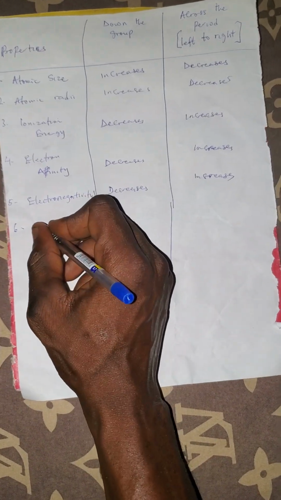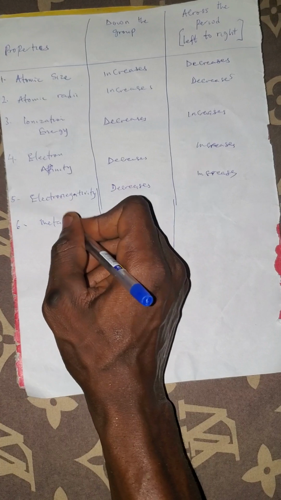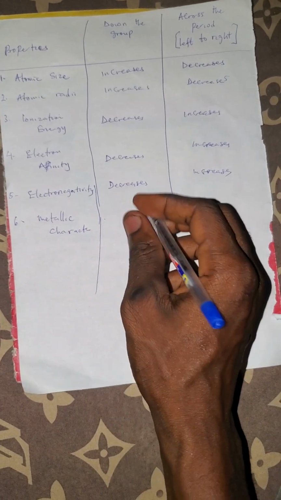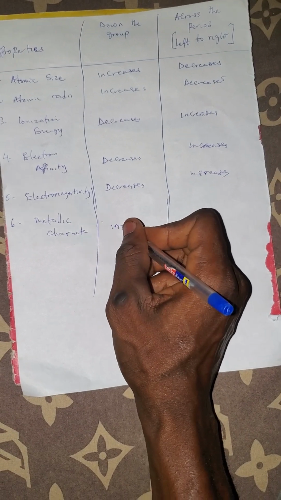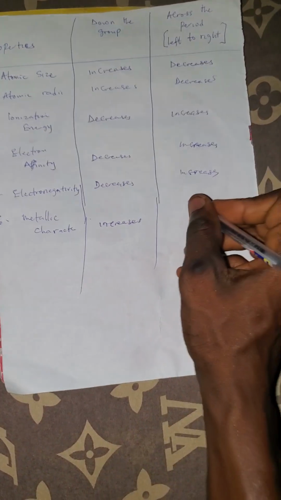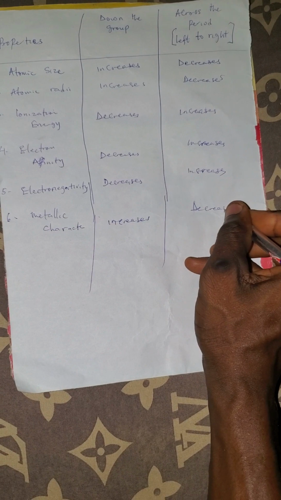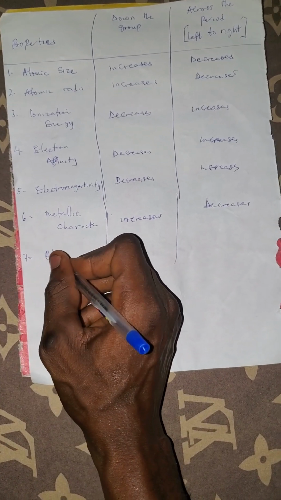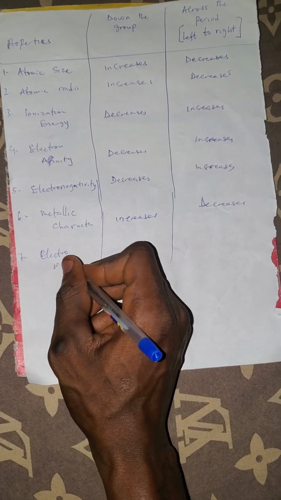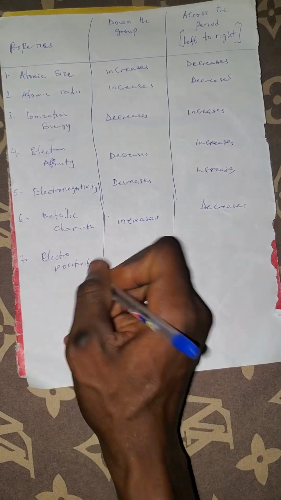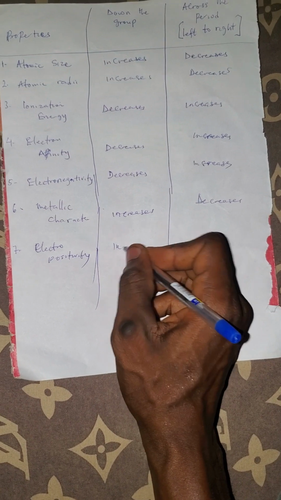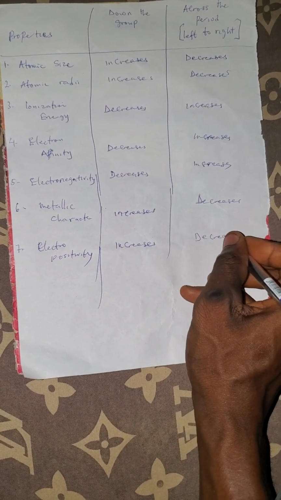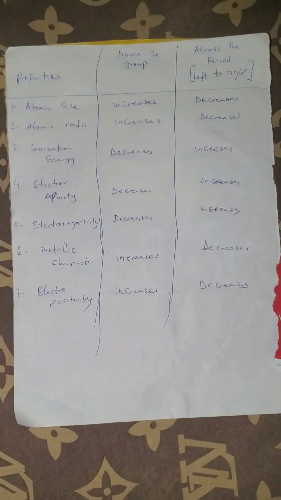Number 6, we have the metallic character. It's the opposite of this one: it increases down the group and it decreases across the period. Number 7, we have electropositivity. Electropositivity is the same thing as metallic character, so it increases down the group and it decreases across the period.